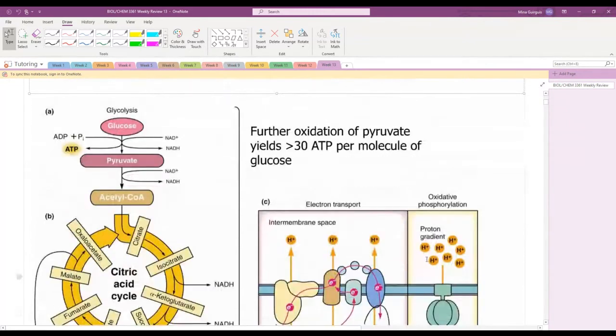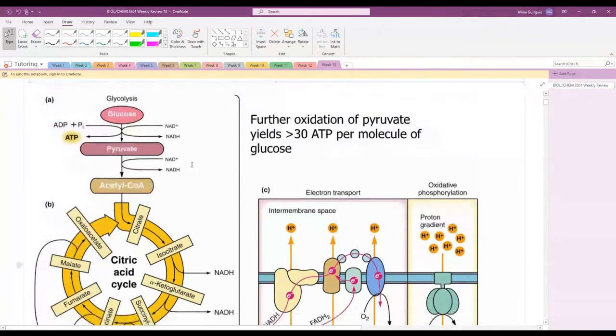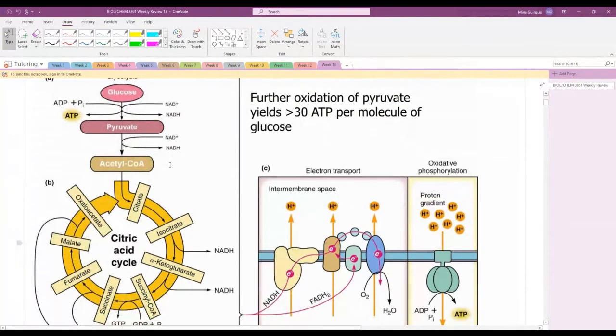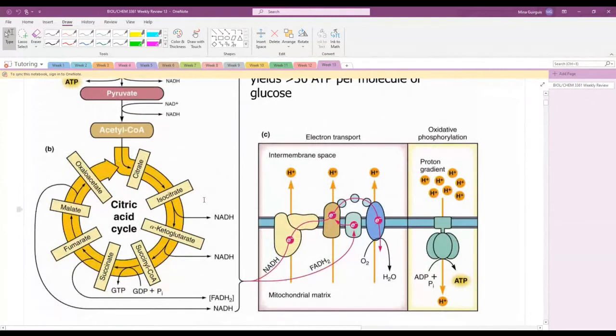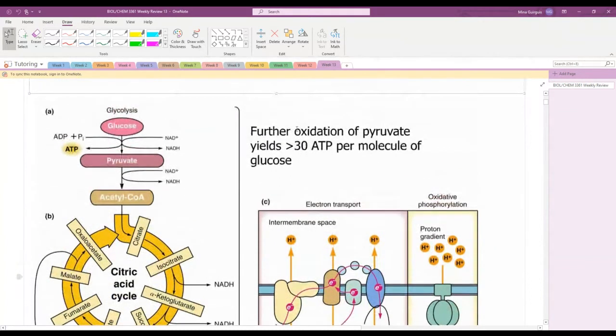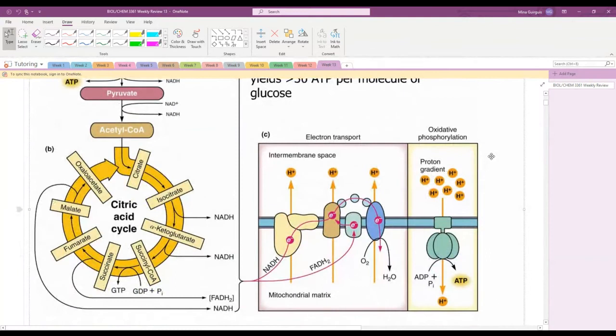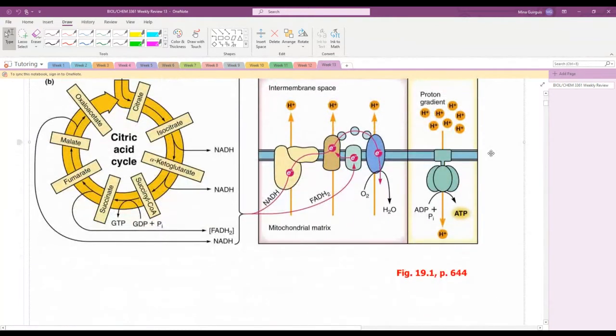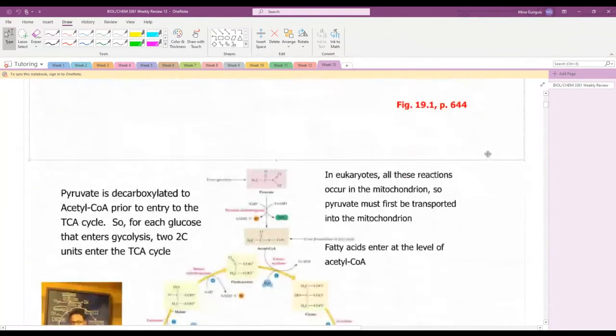So let's talk about this. From glycolysis, we make 4 ATP, really a net of 2 ATP and 2 NADH. We get another NADH from the conversion of pyruvate to acetyl CoA. We get 3 NADH and 1 FADH2 from the citric acid cycle. And then the electron transport chain, the further oxidation of pyruvate, yields more than 30 ATP per molecule of glucose. This is where we get most of our energy. However, it requires oxygen and it's a slower reaction, so we can only do it under certain conditions.